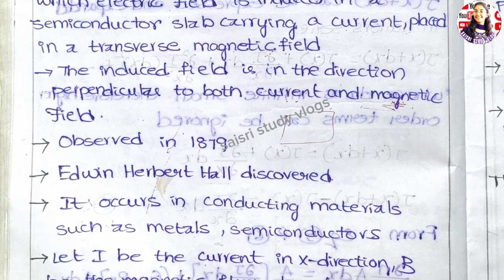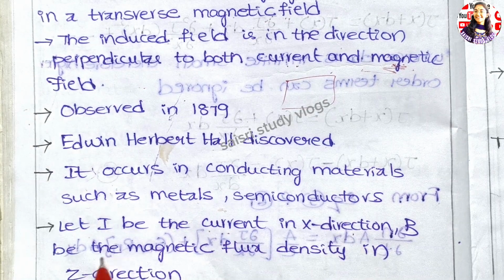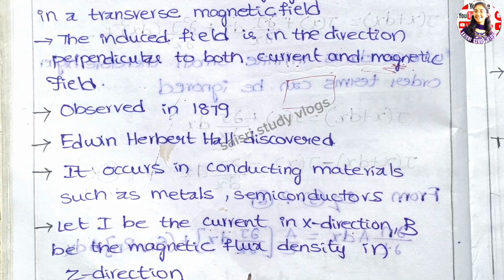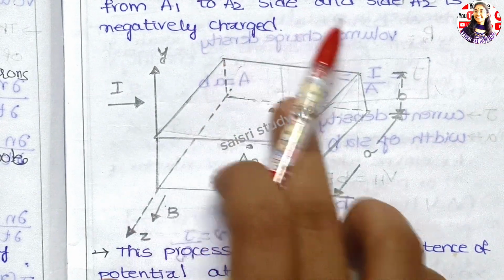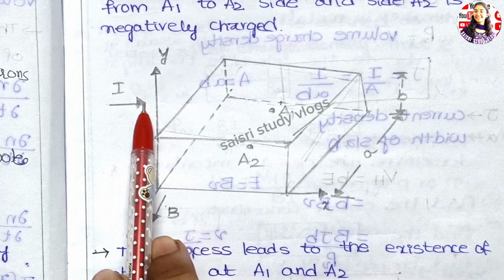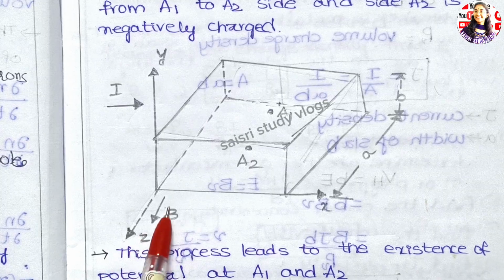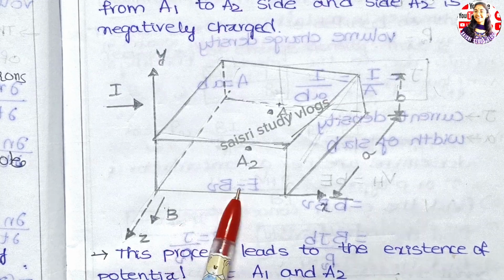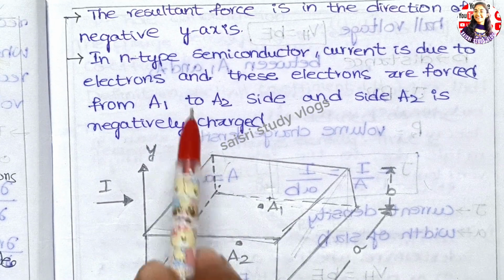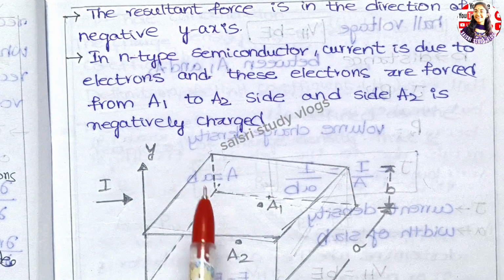So for the derivation, let us consider that I is the current in the x direction, and B is the magnetic flux density in the z direction. Let me show you the diagram so that you can understand. So this is the semiconductor slab we are considering. The current is moving in this direction and the magnetic field is in this direction. B represents the magnetic field. In this direction we are going to introduce the electric field, and the resultant force is in the negative y axis.